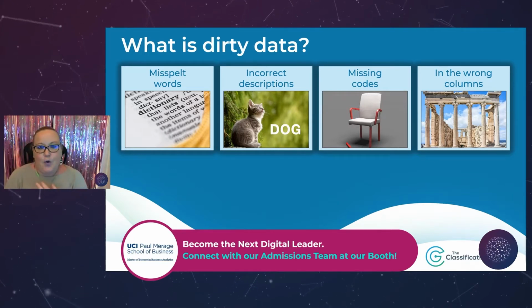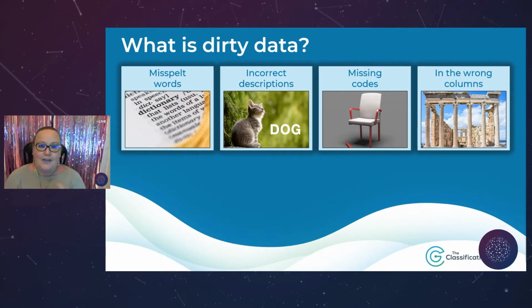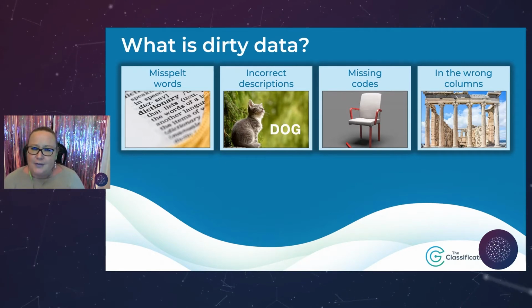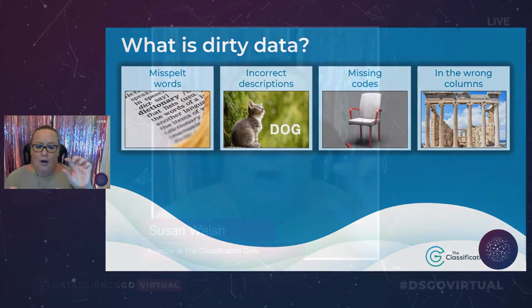I've seen the zip code in the city column. I've seen the city in the zip code column. I think in the US, you just have numbers for your zip code, so it's not too bad. But in the UK, we have postcodes, which are a couple of letters and then a number, a space, and then another couple of letters and numbers. Sometimes it doesn't have the space, so it causes all kinds of issues.